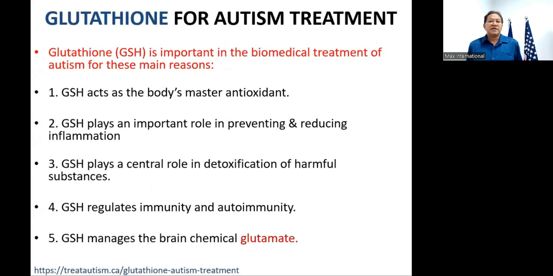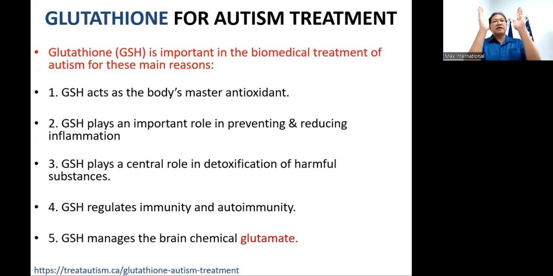Glutathione is important in the biomedical treatment of autism for these main reasons. Glutathione acts as the body's master antioxidant. Glutathione plays an important role in preventing and reducing inflammation. Glutathione plays a central role in detoxification of harmful substances. Glutathione regulates immunity and autoimmunity, which I mentioned just now, as a signaling molecule. But there's one extra function which is helpful in autism treatment, which is in managing the level of glutamate.